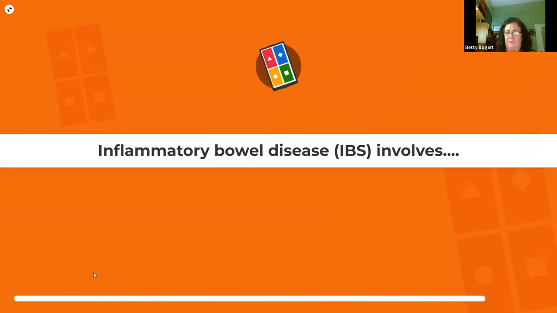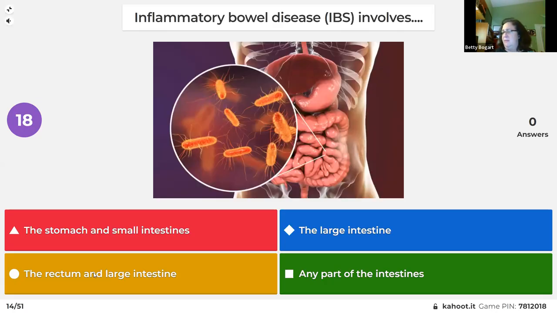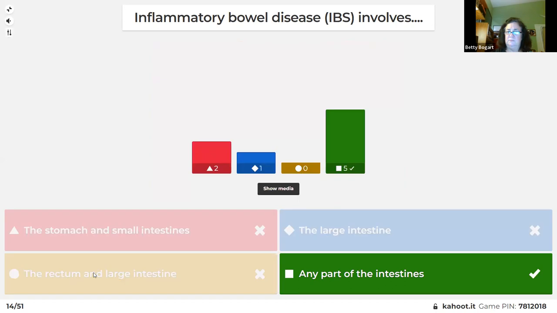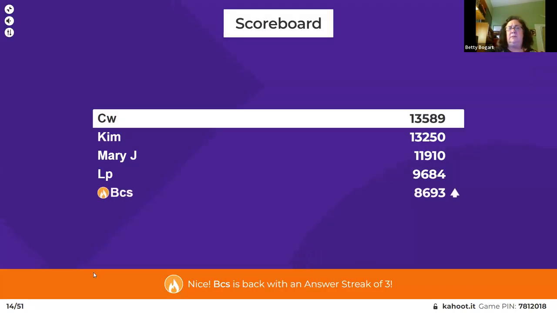Inflammatory bowel disease involves what? IBS, what is that? From where to where? Which one? So it's any part of the intestines. Remember, it's mouth to anus, anywhere in between, inflammatory bowel, IBS.